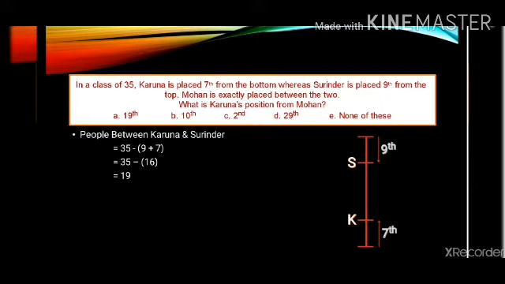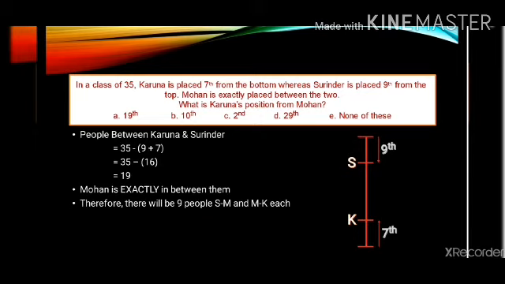Now I want to place Mohan exactly between the two, that is in the middle. So when I talk about Mohan sitting in the middle of two, I'll say that there are equal people before and after Mohan. Now Mohan is exactly between the two, therefore 9 people will be there between S and M, that is Surinder and Mohan, and 9 people will be there between M and K, that is Mohan and Karuna. Now 9 people are there between Mohan and Karuna.